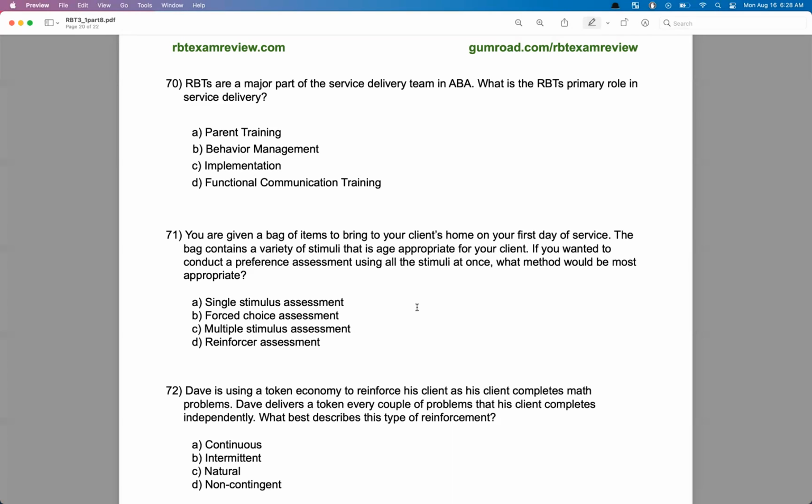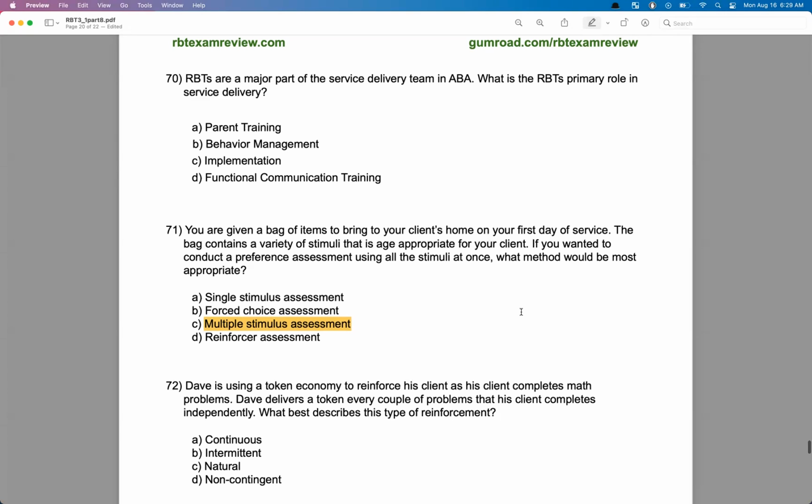So if we want to conduct a preference assessment using all the stimuli at once, and we have a variety of stimuli, then C would be our best bet. Reinforcer assessment is different than a preference assessment. Remember, a preference assessment does not identify reinforcers, it identifies potential reinforcers. So D would come after we've done our preference assessment.